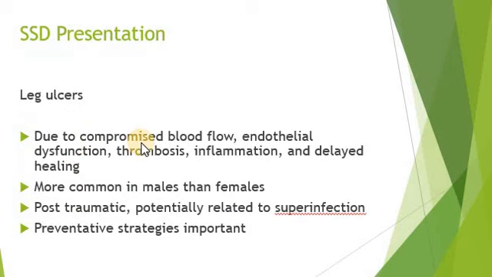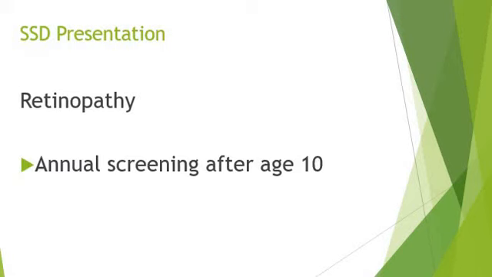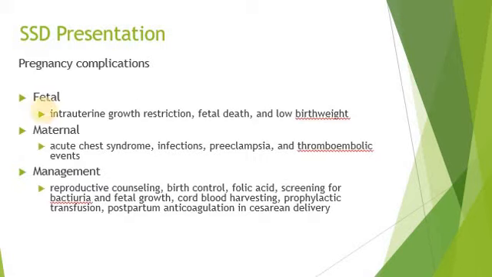There may be a leg ulcer due to the compromised blood flow to the periphery. There may be endothelial dysfunction. There may be thrombosis, inflammation, and delayed healing. More common in the males as compared to females. Post-traumatic ulcers potentially lead to superinfections. Retinopathy is there. If she gets pregnant, there will be pregnancy complications of intrauterine growth restriction.